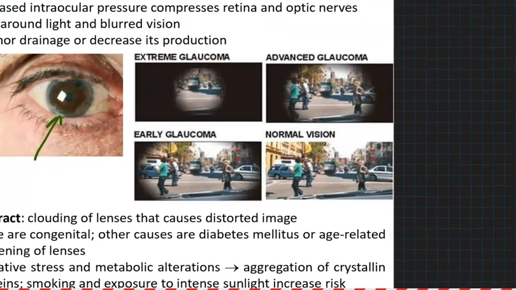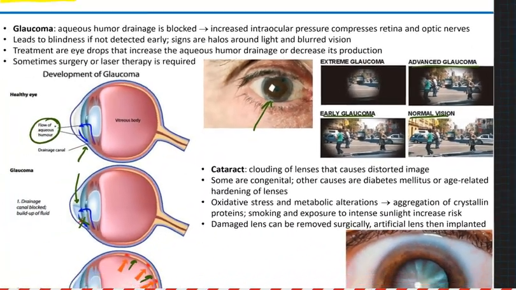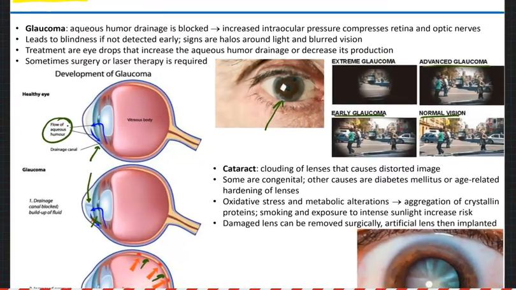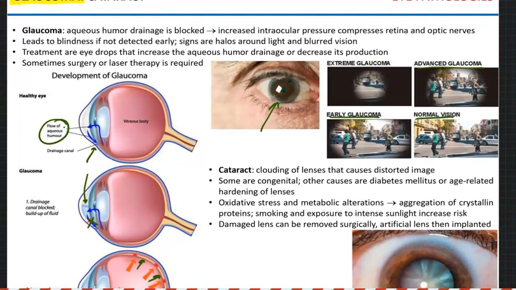And this is the difference between normal vision and different stages of glaucoma. So you can see that the field of vision decreases because the peripheral retina gets progressively damaged. Okay? Glaucoma is treatable, can be treated surgically, can be treated with drugs. Okay?